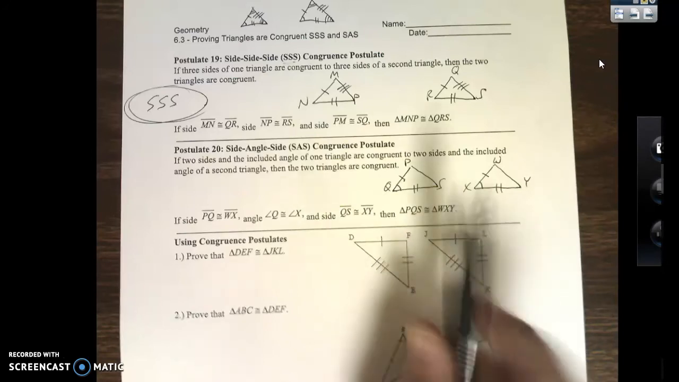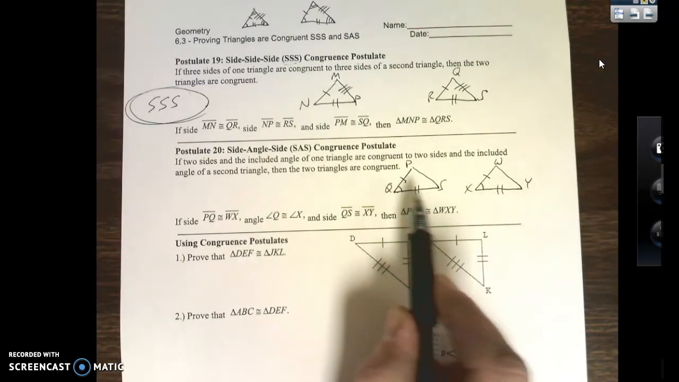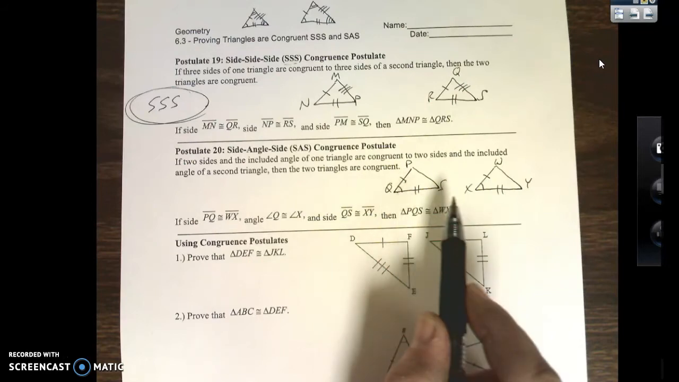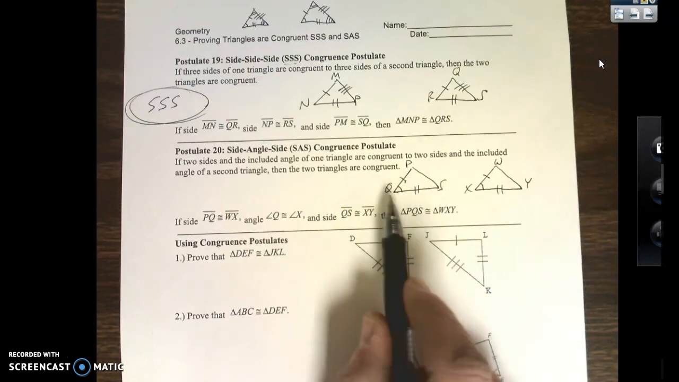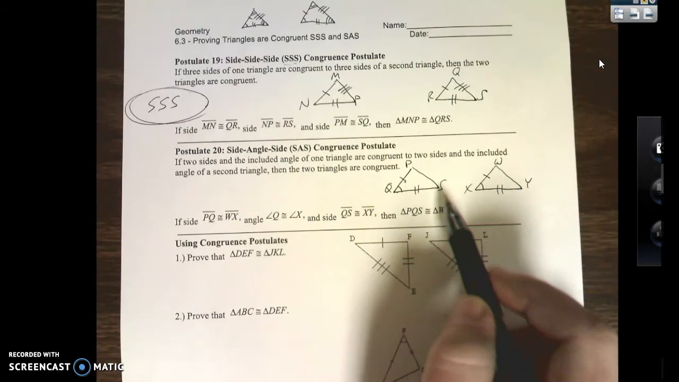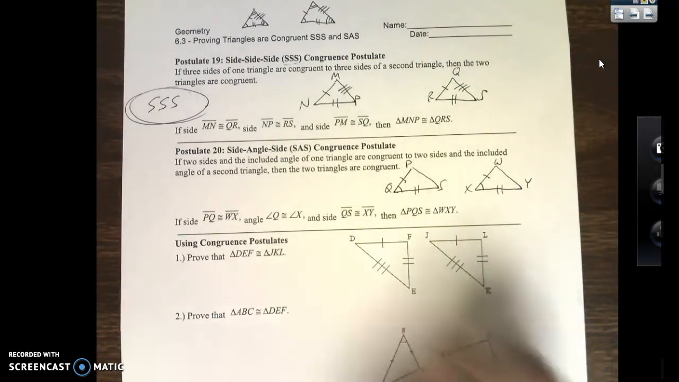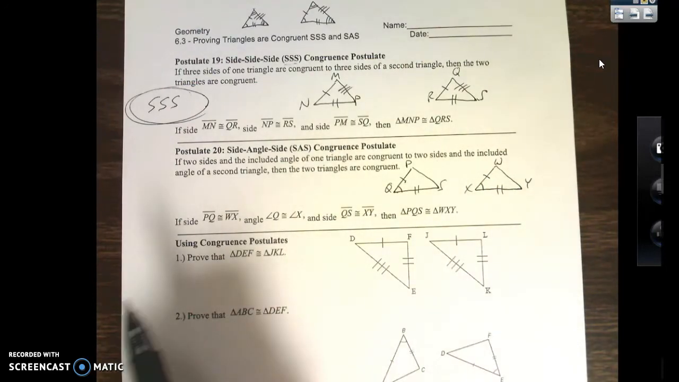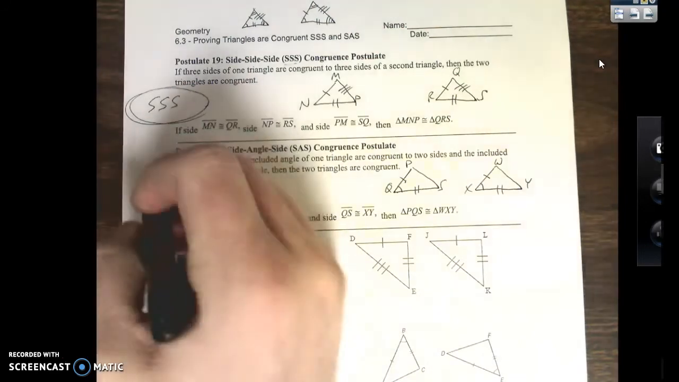Alright? We're going to have to slow things down and get good at this. It has to go in order. Okay? So it needs to go bam, bam, bam, directly next to. Alright? So again, included means in between. Alright. This is my SAS.